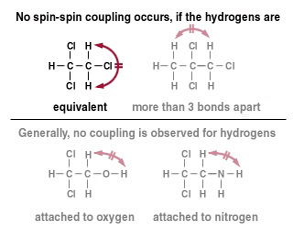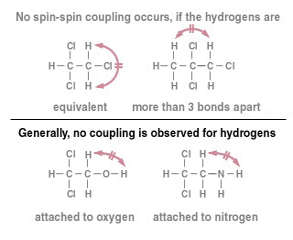No spin-spin coupling is observed between equivalent hydrogens, or hydrogens that are more than 3 bonds apart, except for certain pi systems, where long-range coupling can be observed. Generally, no coupling is observed for hydrogens attached to oxygen or nitrogen, except in very pure samples without traces of acid or base, where hydrogen exchange is slow.